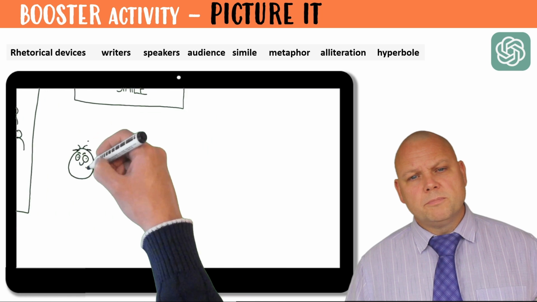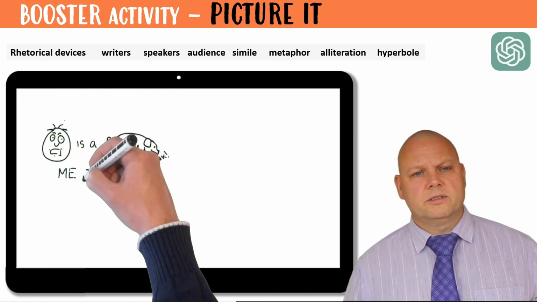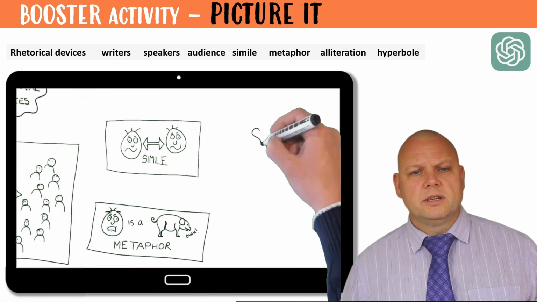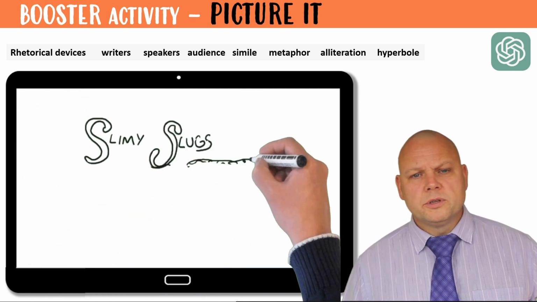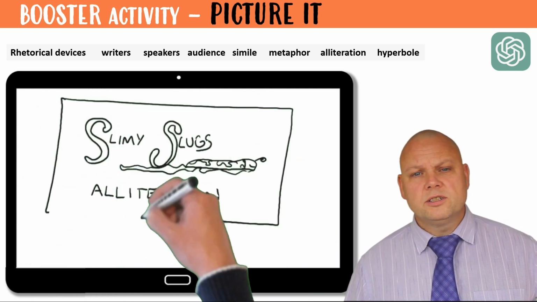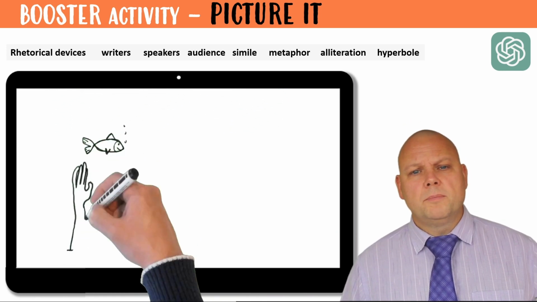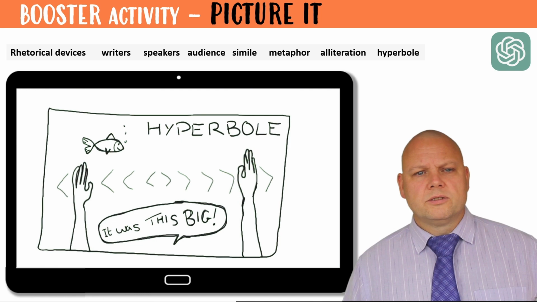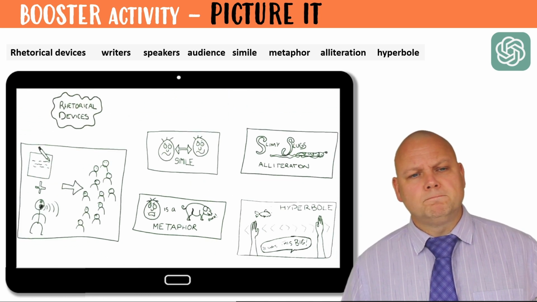Metaphor, I knew it was comparing two different things to look at it in a different way. And the alliteration, I had an idea what that was, so I drew my representation of that. And hyperbole, I knew was something to do with exaggerating, so I thought I'd express it like that.